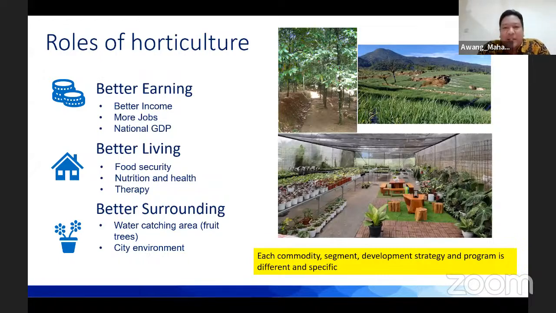Horticulture includes fruit, vegetables, biopharmaca, and also ornamental horticulture. There are many ways to use horticulture for better earning because it gives more income compared to staple food, for instance. It also gives more jobs because horticulture commodities are usually more labor intensive. And for better living and food security, it can provide nutrition and health, and also therapy, and benefits for the surrounding areas such as the environment and the city environment.